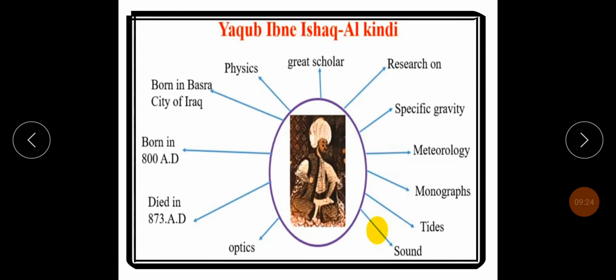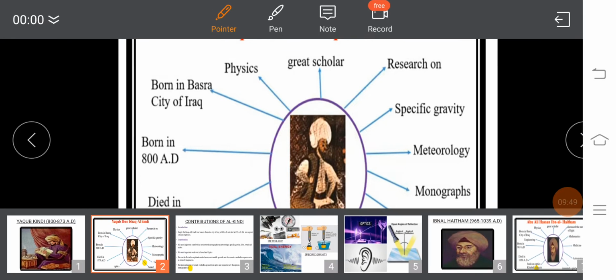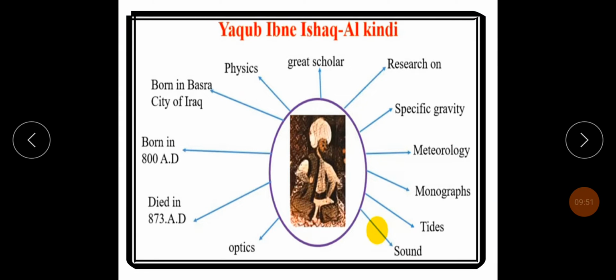So, Yaqub Kindi, his real name was Yaqub ibn Ishaq al-Kindi. He was a great scholar of physics, born in Basra, a city of Iraq, in 800 AD, and died in 873 AD. His research was on specific gravity, metrology, monographs, tides, sound, and optics. So, it is the short structure of Yaqub Kindi's contributions.